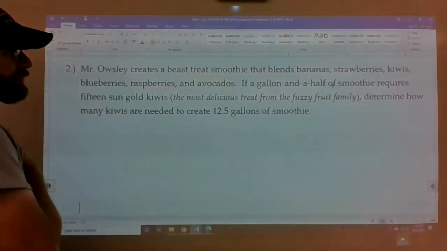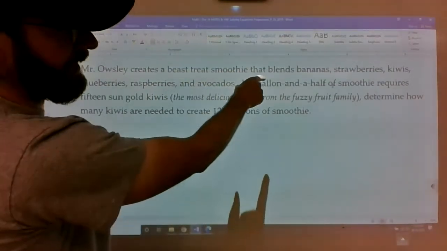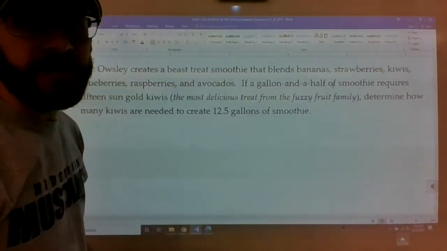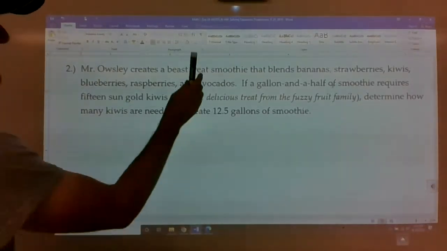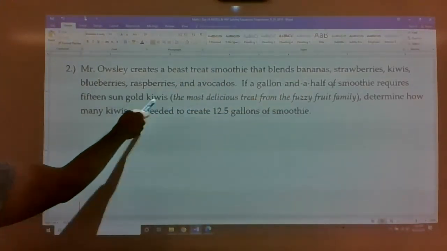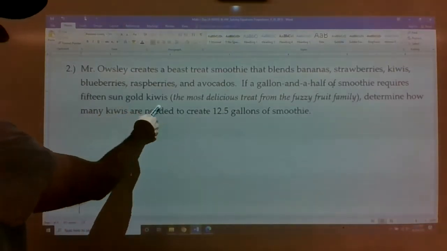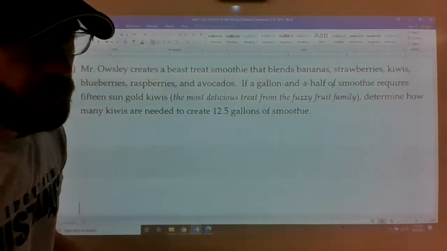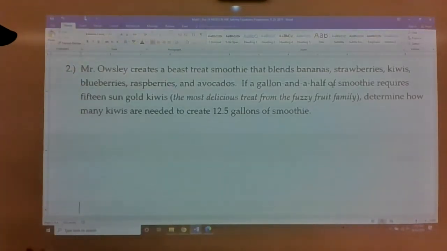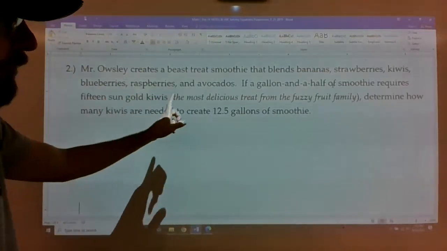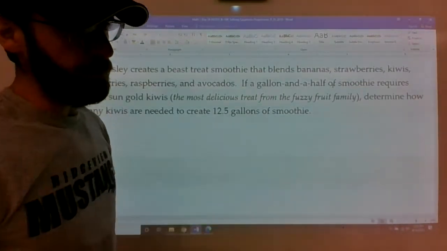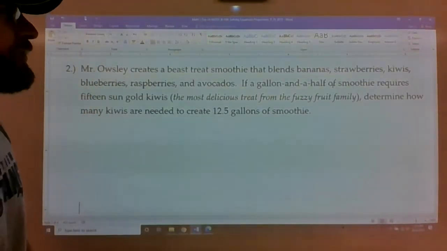All right, so I create a Beast Treat smoothie that blends bananas, strawberries, kiwis, blueberries, raspberries, and avocado. Delicious. If 1.5 gallons of smoothie requires 15 Sun Gold kiwis, let's just be honest, they're the most delicious of all the fuzzy fruits. Determine how many kiwis are needed to create 12.5 gallons of smoothie. So we're going to ship it off to a big group of people because they love it so much. So how do we do this?